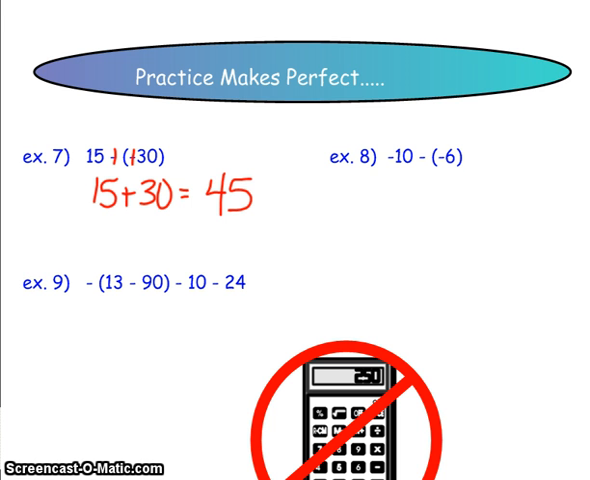Example 8, negative 10 minus negative 6. Again, minus negative. No. Let's get rid of those and make it into a much more simple problem, negative 10 plus a positive 6. Here we would subtract the larger minus the smaller to get a 4. And because 10 is larger, we're going to make that 4 negative.